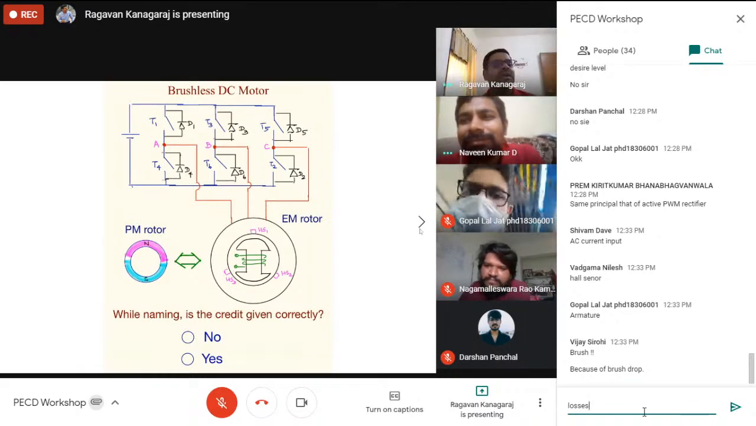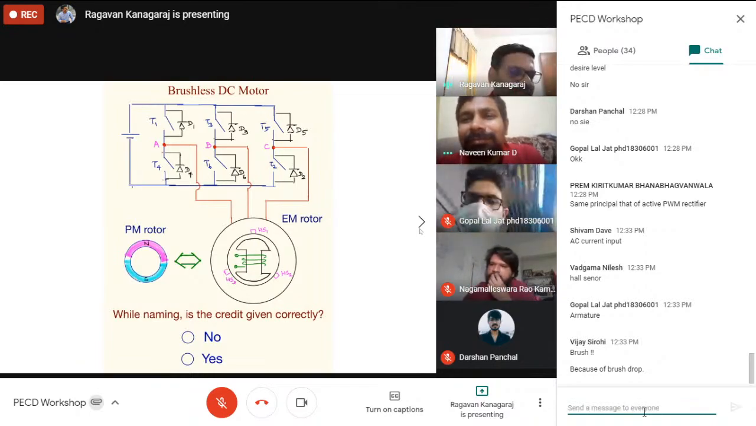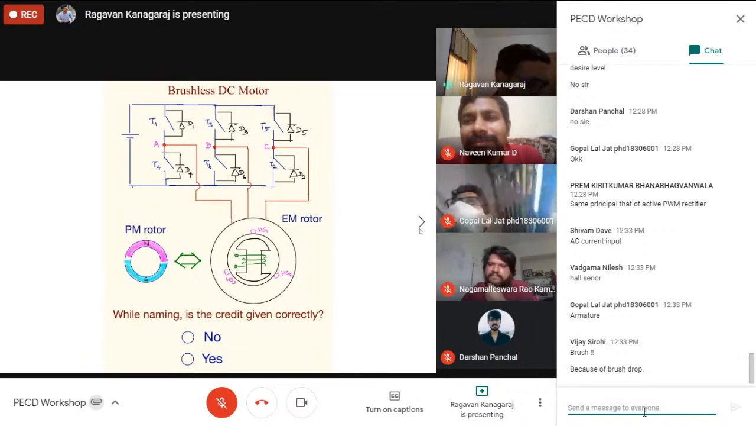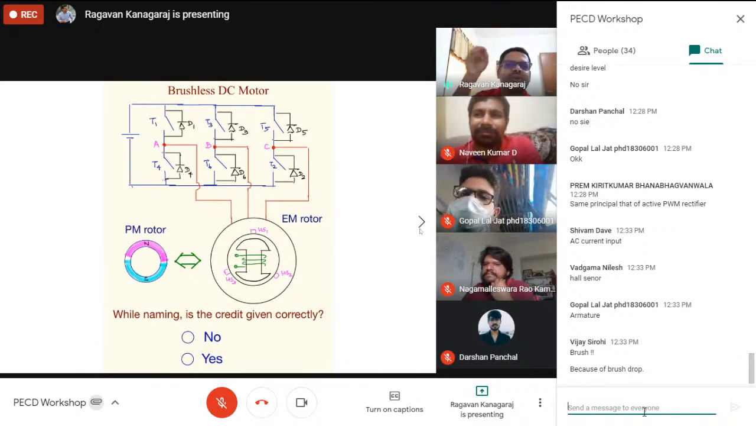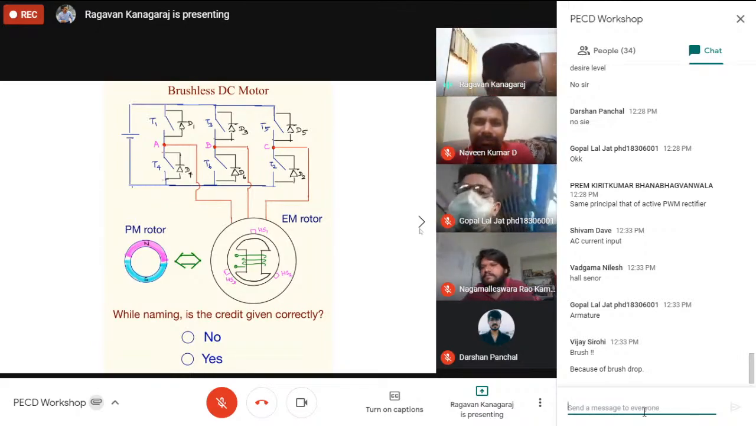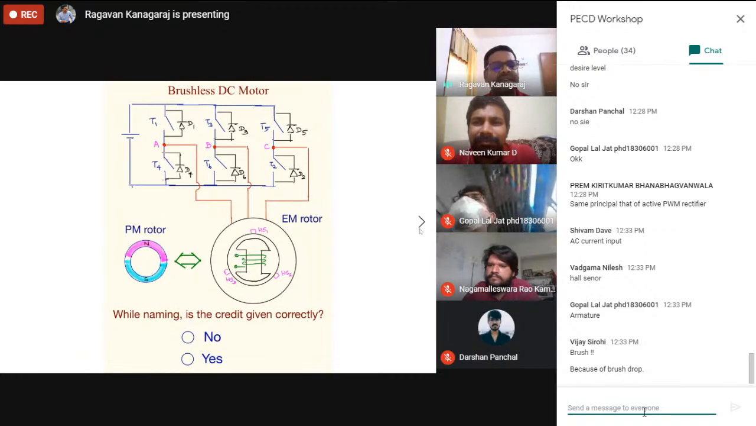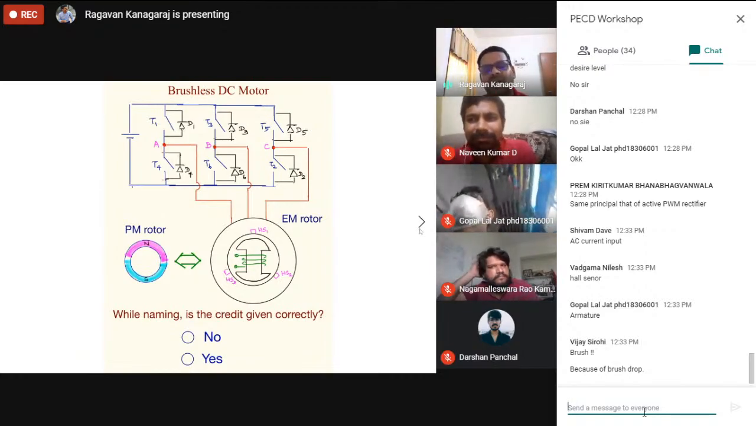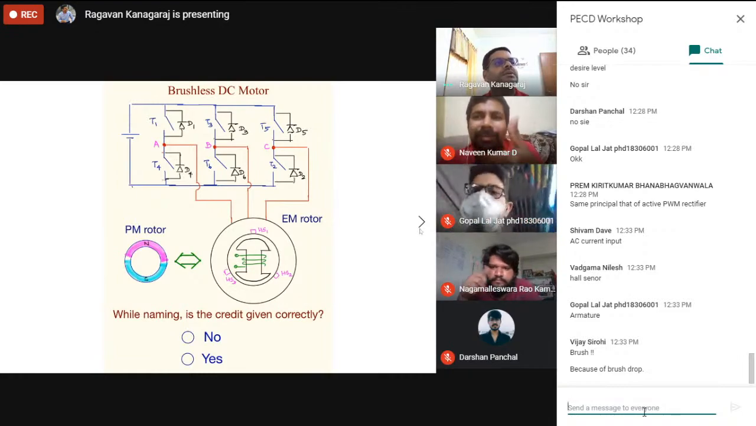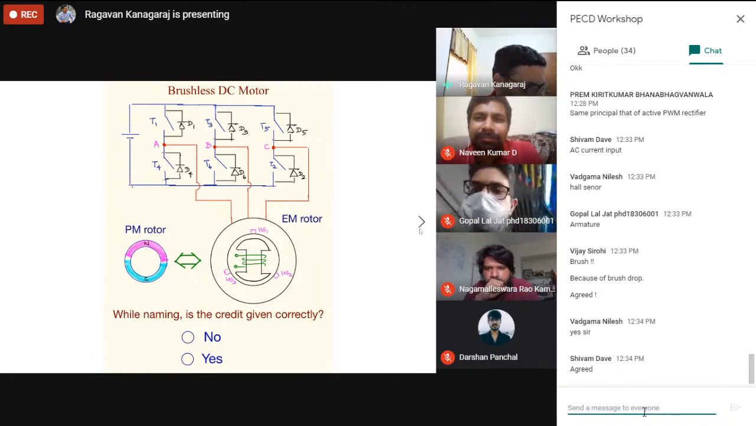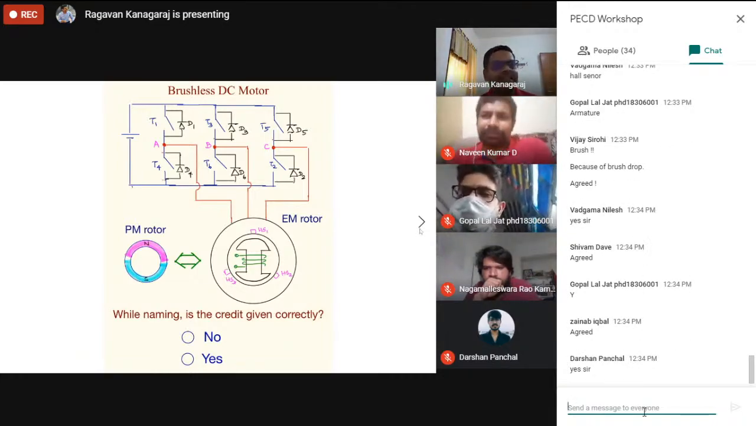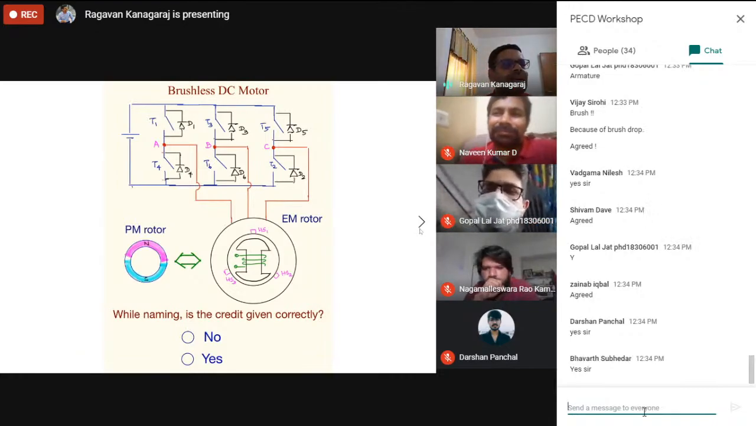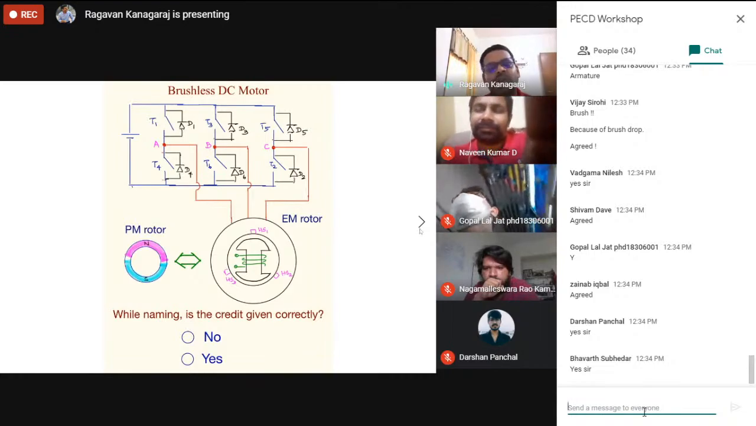Why are brushes coming? Because we have the field winding kept in the rotor. The field winding is to be energized by a DC supply. How do you give DC supply to a rotating winding? Then you require slip rings and brushes. Through brushes and slip rings, we are energizing the field winding which is sitting in the rotor. Agreed or not agreed? Now we want to eliminate the slip rings and brushes. How do you do that?